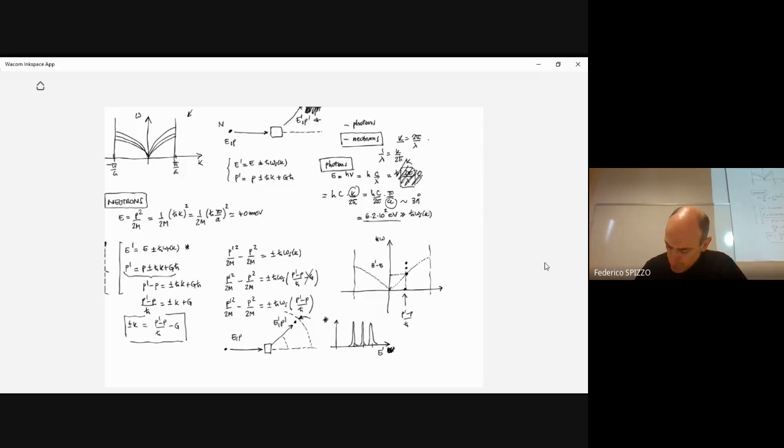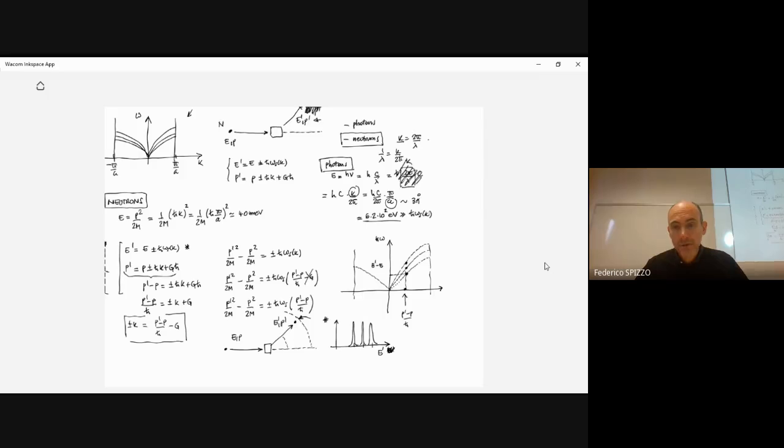So at this point, if you do that for all the possible values of p prime minus p, you may build up the full dependence of the energy of the neutron as a function of the wave vector. This is the diagram just for acoustic phonons.